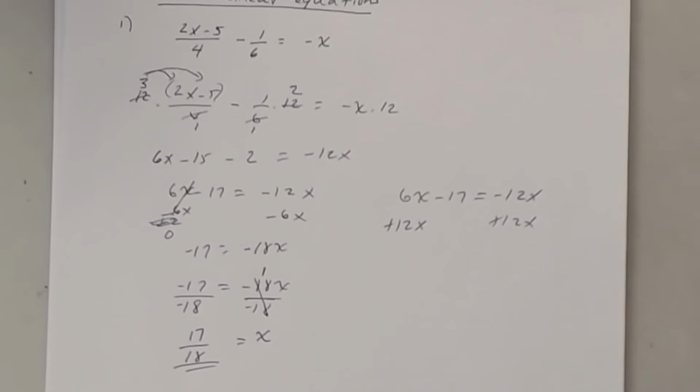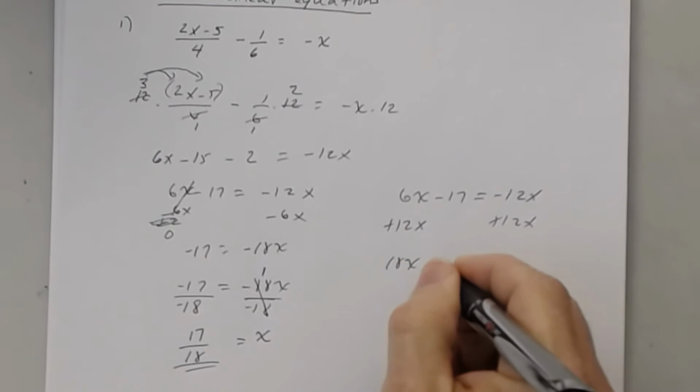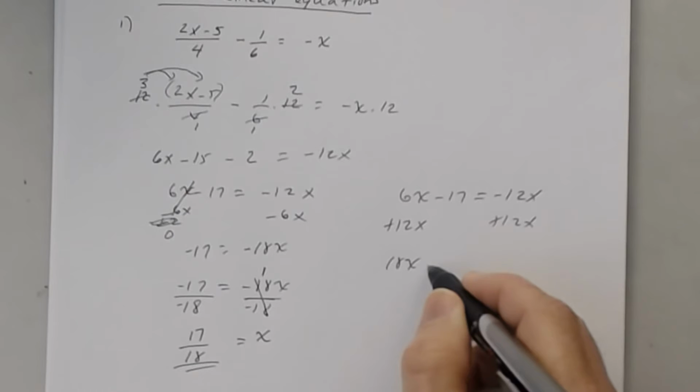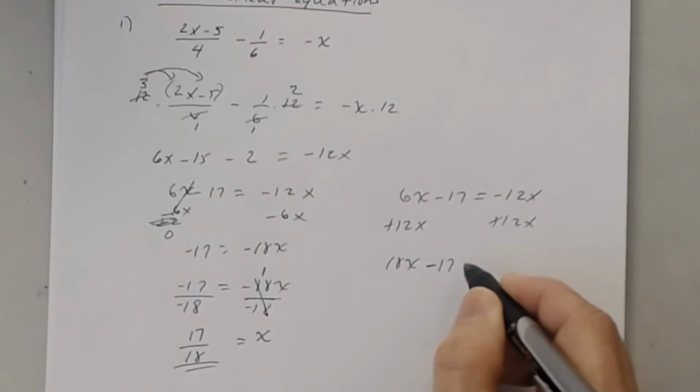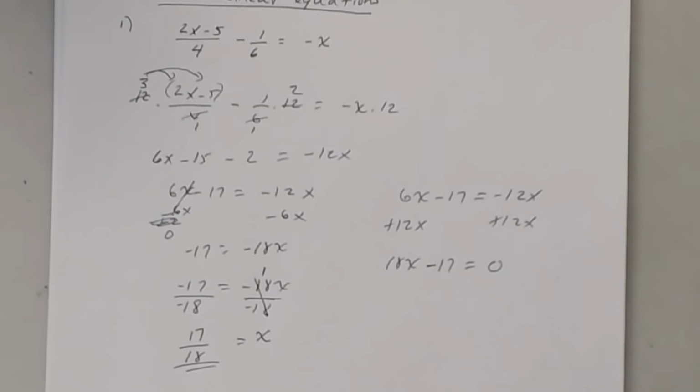And combine like terms with 6x plus 12x. 18. All right, good. So on the left side, you get 18x. Tell me what you write. This is where some of you are going to mess up. Tell me what you write. Minus 17 equal 0. Good. Because negative 12x and 12x is what? 0.